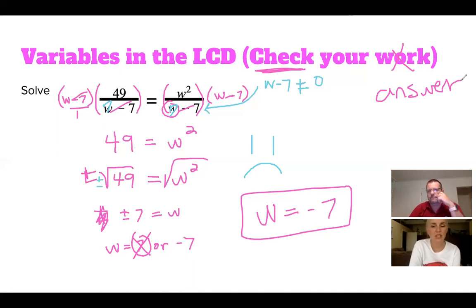He didn't mention this, but this is called an extraneous solution. So all of his work is completely legitimate. He didn't do anything wrong, but one of his answers doesn't work because of a restriction in the domain. That means it's an extraneous solution.